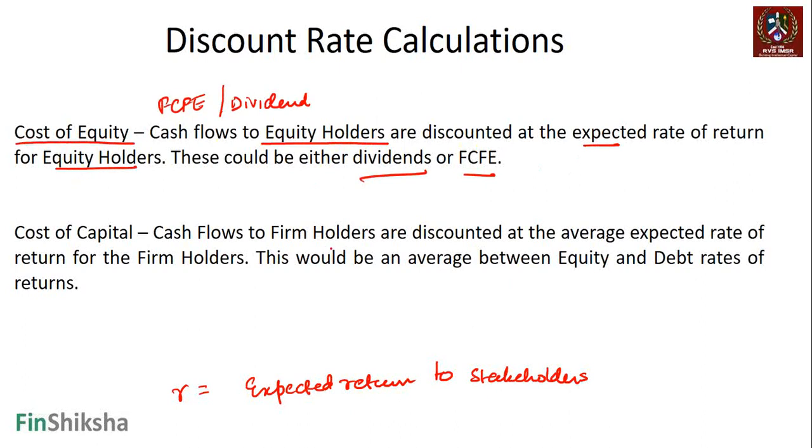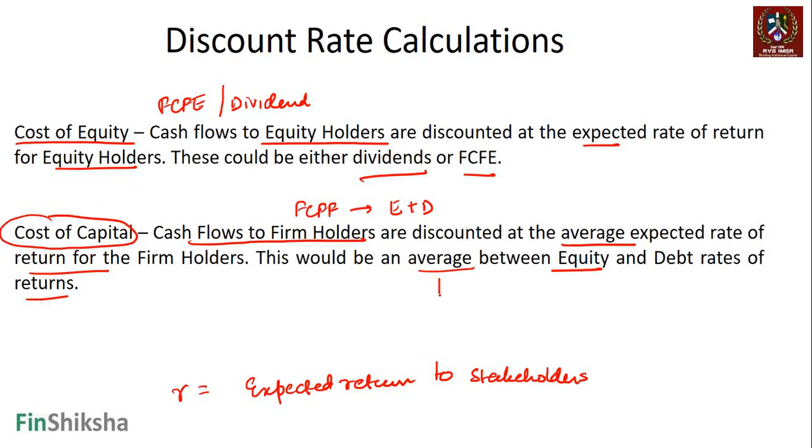At the same time, if we are looking at FCFF, then the cash flows to the firm holders, which is FCFF, will include both equity and debt. These are discounted at the average expected rate of return. How would you get the average expected rate of return? This would be some form of average between the equity and debt expected rates of return. This is known as cost of capital. Now, what is the average that is used? The average that is used is the weighted average, which basically means what is the weight of equity and what is the weight of debt in the company. Weight of equity into cost of equity, weight of debt into cost of debt.